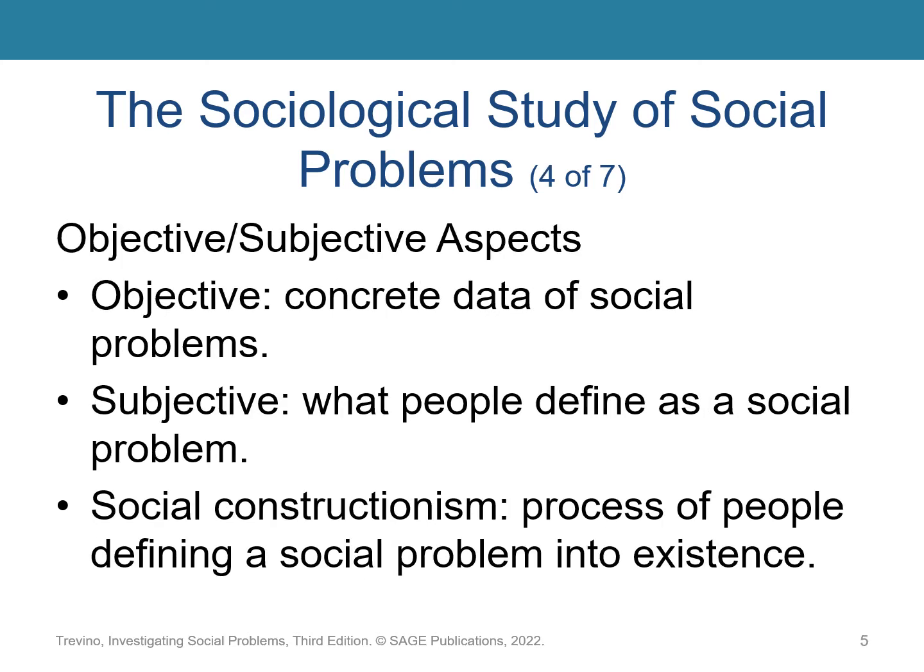So you have objective and subjective aspects. Objectives are concrete data of social problems. Subjective is what people define as social problems. This brings forth an important concept of social criticism, which is the process of people defining a social problem into existence.